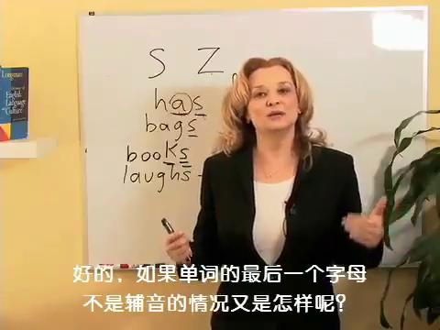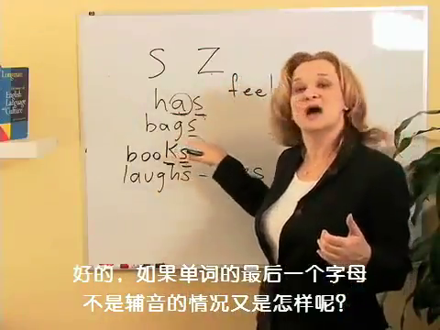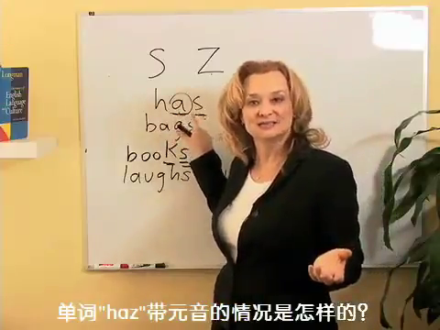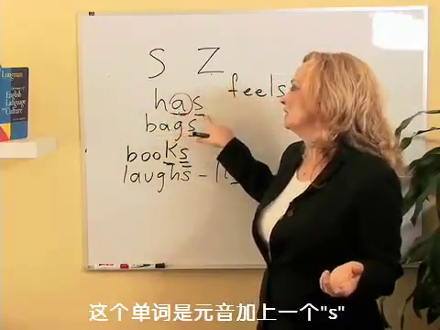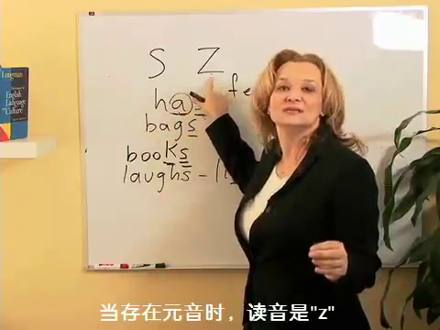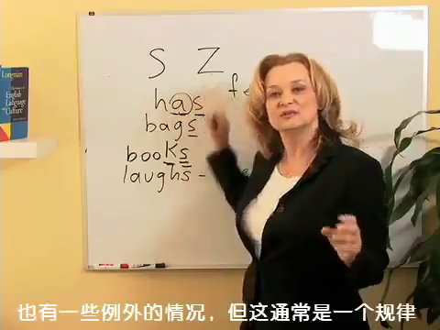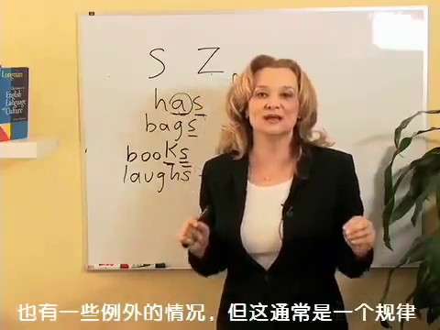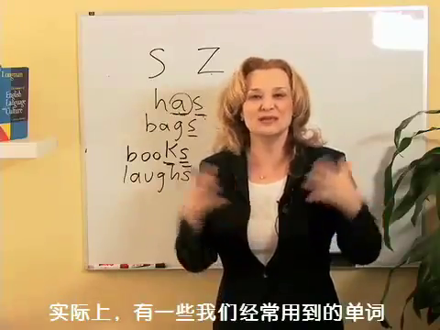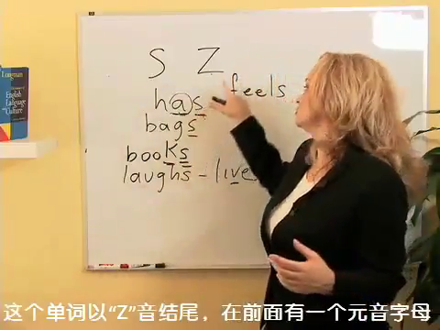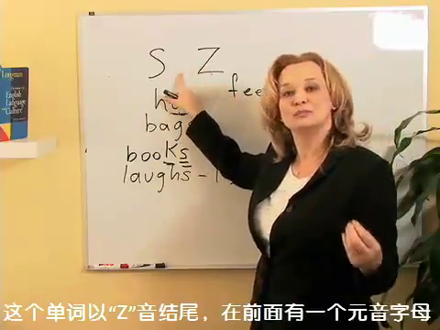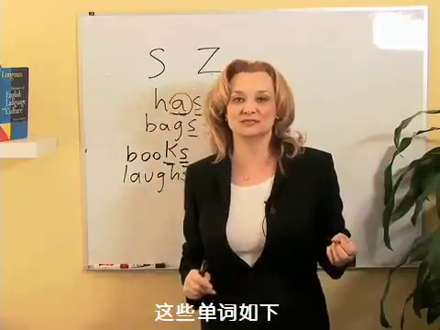Okay, well, how about if the last letter of the word is not a consonant? What if it's a vowel, as in the word "has"? We have a vowel here plus S. Usually, when there's a vowel, the sound is Z. There are some exceptions, but usually that's the rule. In fact, there are some very common words that we use every day that finish with the sound Z, and they have a vowel before them. Here are some of those words.